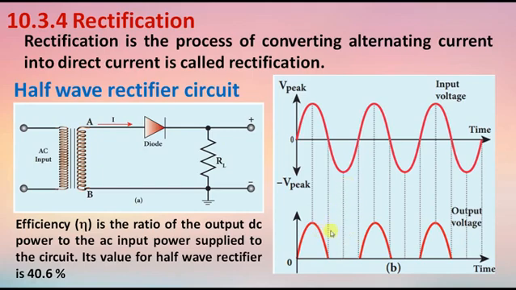The output of the half wave rectifier is not a steady DC voltage, but a pulsating waveform. This pulsating voltage is not sufficient for electronic equipment, so a constant or steady voltage is required, which can be obtained with the help of a filter circuit and a voltage regulator circuit. The efficiency of the half wave rectifier is the ratio of output DC power to AC input power.